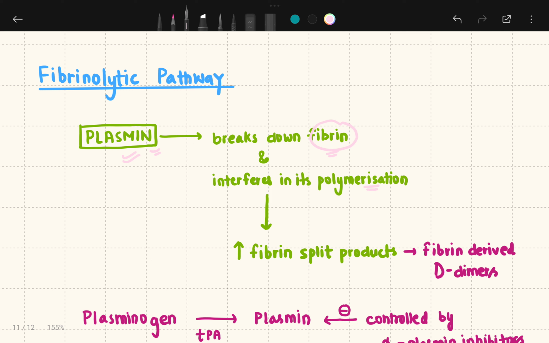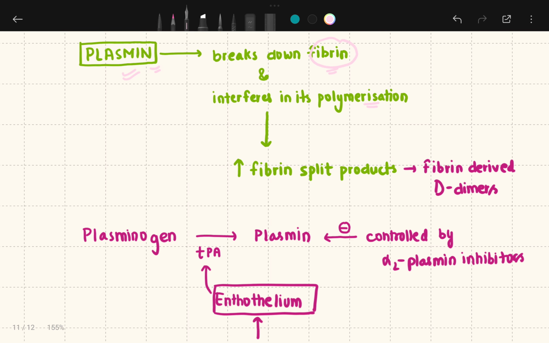As we know, fibrin threads get polymerized and form a clot, then there is clot retraction, etc. So this plasmin will interfere in this polymerization and it will lead to an increase in the number of fibrin split products. The fibrin fibers or threads will be split, so there will be an increased number of fibrin split products. What are these fibrin split products? These are fibrin derived D dimers.